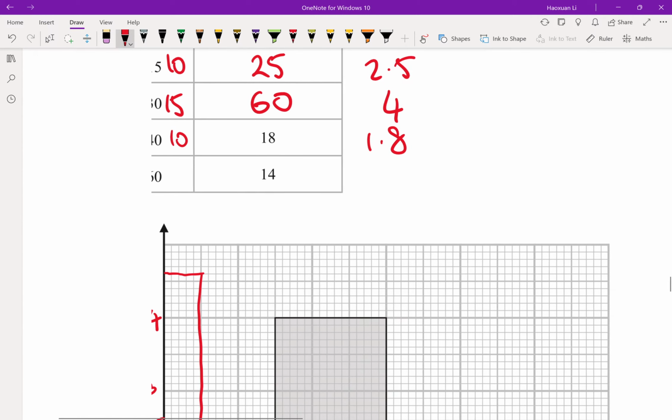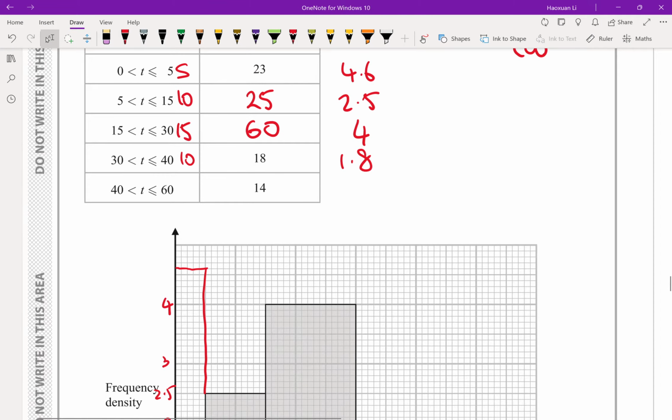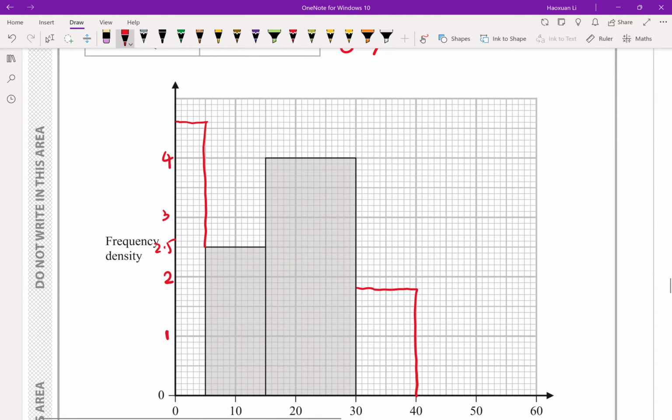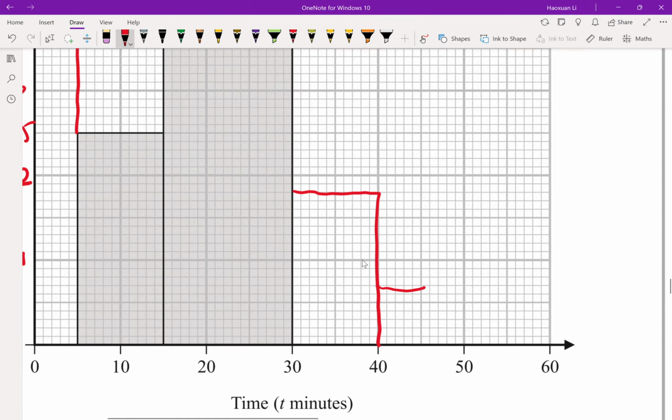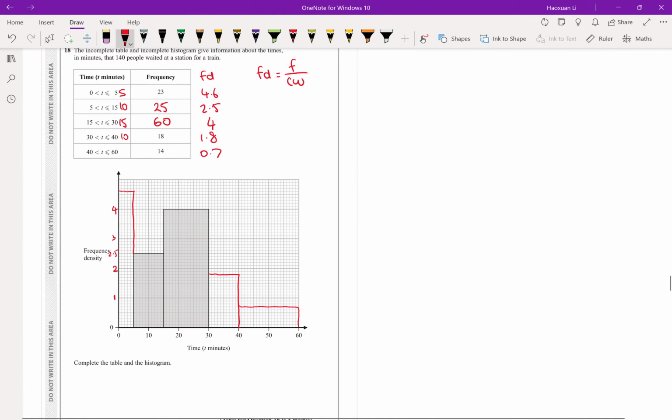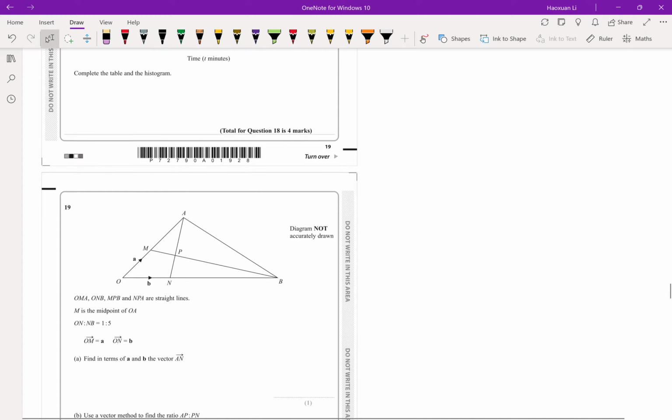And then here is the frequency over class width, so 0.7. And then here you get 4 marks.